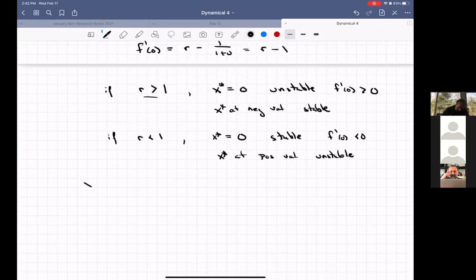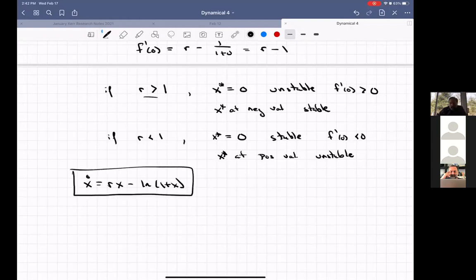So I've got x dot is rx minus the natural log of 1 plus x. Now, this is sort of the power of dynamical systems theory and thinking about things geometrically. This differential equation is an ugly looking differential equation that would be really hard to solve. To find x as a function of t is god awful difficult to solve, right?